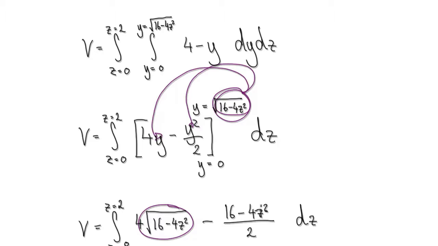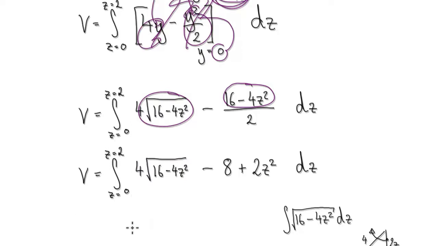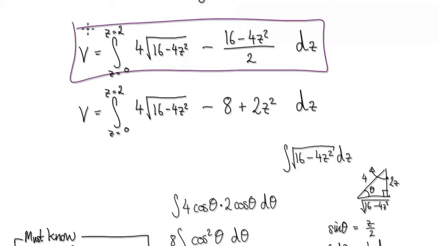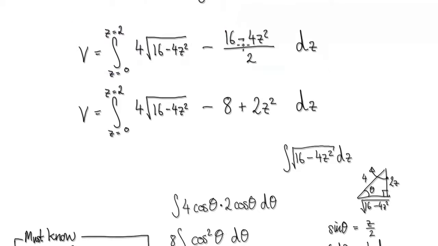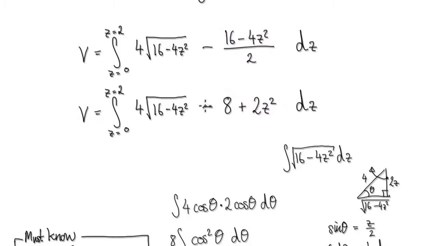So when you square this, it would just be this thing here, and then when you put 0 in here, this thing disappears, this thing disappears, giving you this thing here. So now tidy this up. So this is 8, and this is 2z squared. The hard part is in integrating this.